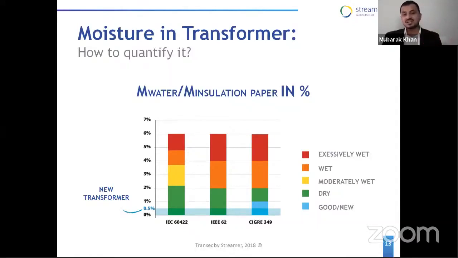From these explanations, we understand that one thing is very important: any moisture above 2% is not good. It is a wet transformer above 2%. So we will take our margin as 2%: less than 1% for a new transformer, and for old transformers, good or dry means below 2%. That is our limit. Above 4% is excessively wet.